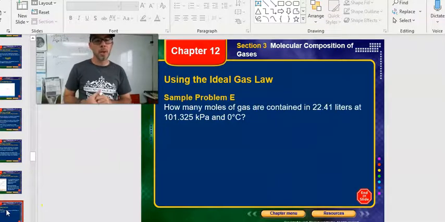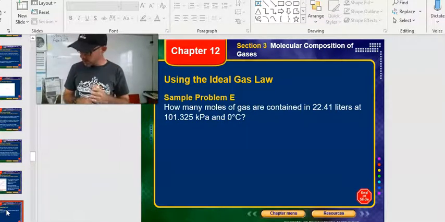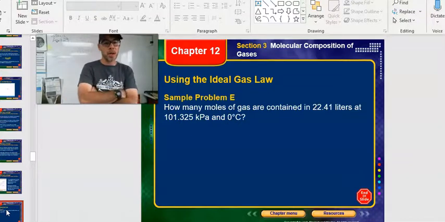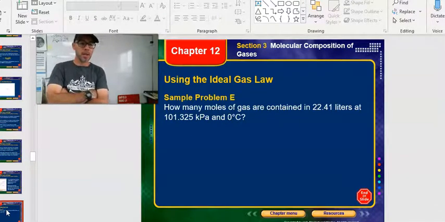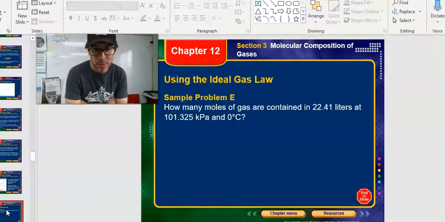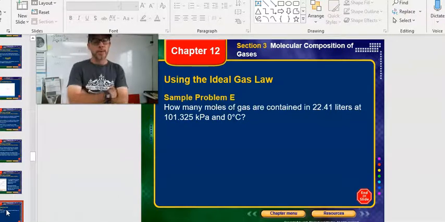So look at the one sample problem that I really want to focus on here: how do you go about collecting the information and putting things in the right place? PV equals nRT. You've got to decipher this and say, where's pressure? Which thing is pressure? Okay, 101.325 kilopascals is our pressure.